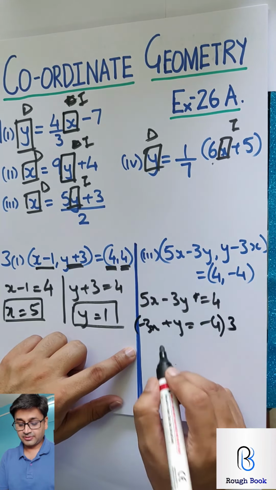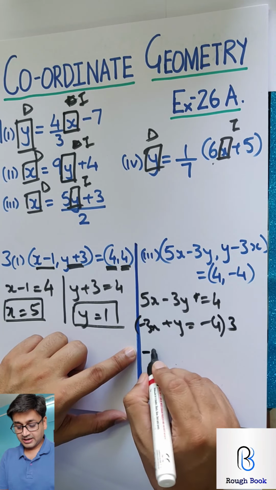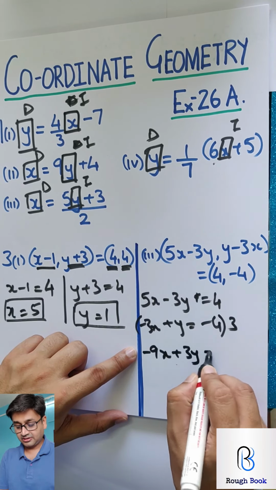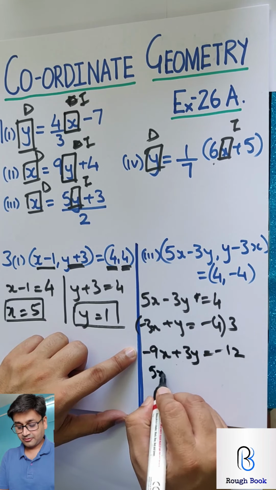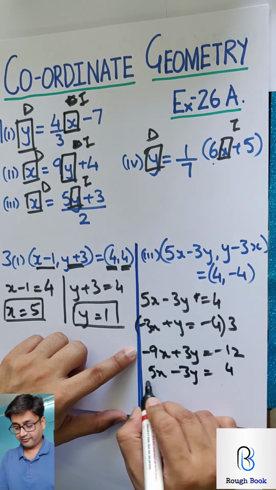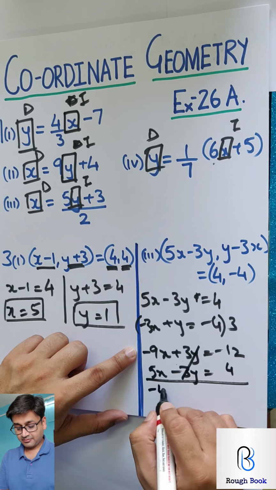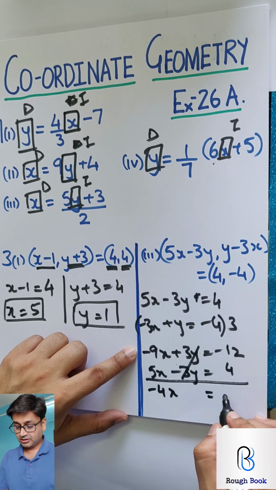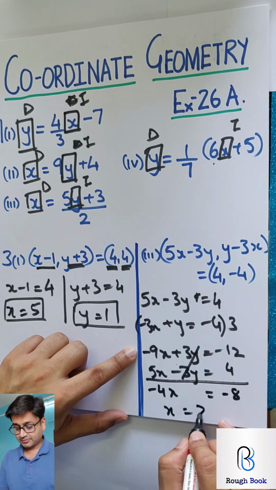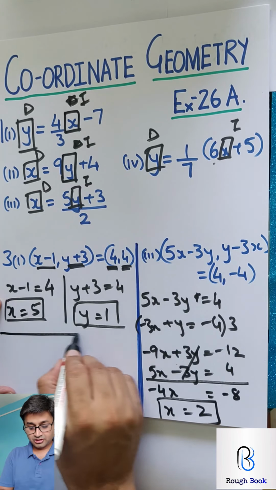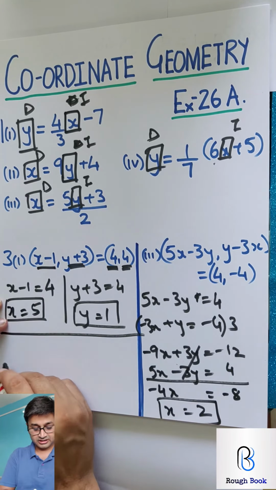So I'm multiplying this by 3. So I will get minus 9x plus 3y equals minus 12. 5x minus 3y equals 4; the 3y terms cancel. I get minus 4x is equal to minus 8. So x becomes 2. Substitute the value of x in the first or second equation.